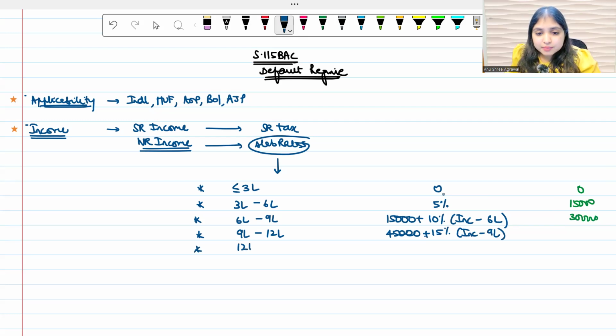Then if your income is 12 lakh to 15 lakh, what would your tax rate be? See, up to 12 lakh, how much tax do you have to pay? We'll do the same math.